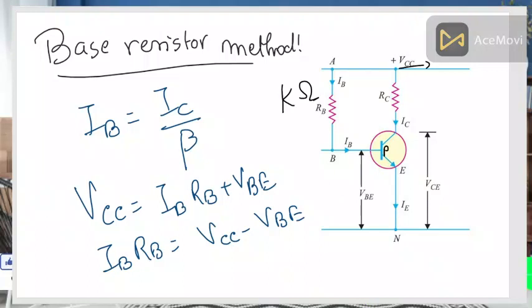So, the required zero signal base current is provided by this VCC. You can see the diagram. This battery, which is used to reverse bias the collector junction, is providing the base current. The base current should not be provided by the input signal. The required zero signal base current is provided by the DC battery VCC, and that current is flowing through RB.